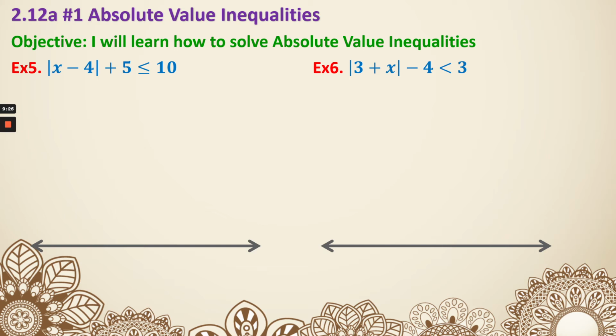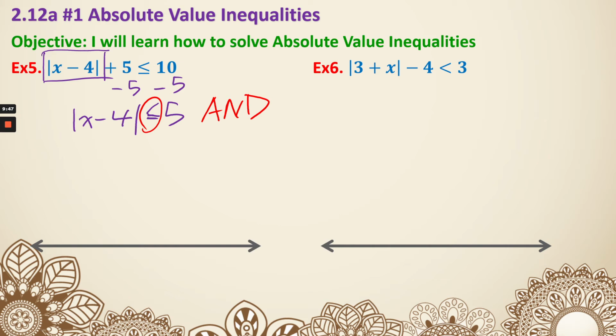Next, example 5. First, this is my box. I need to make sure the box is by itself before I start solving anything. That means I need to subtract 5 on both sides first. So the absolute value of x minus 4 is actually less than or equal to 5. Because it has the sign less than or equal to, that means that it's going to be and.